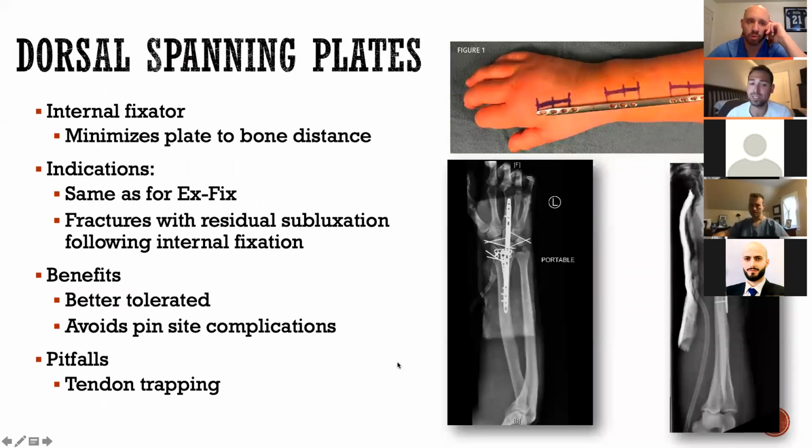This is a nice solution to the X-Fix, which is basically what we call an internal fixator. So none of these screws are really directly going into the fracture site. They're spanning the fracture site. They're anchoring into, in this case, the third metacarpal and the proximal radial shaft here, or just the radial shaft. But it is holding that fracture out to length without pins that poke out of the skin. And it is biomechanically more advantageous because the distance between the plate and the quote unquote pins and screws in this case is very small.